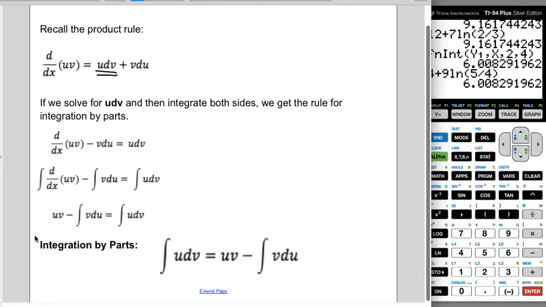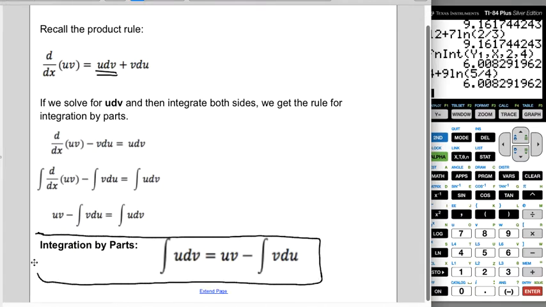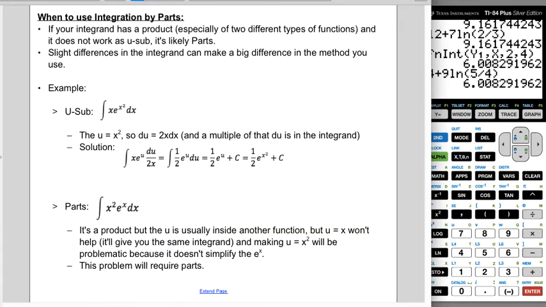So this is what you're going to want to memorize for integration by parts, but where this rule comes from is just undoing the product rule that you learned for differentiation. So when do we use integration by parts? If your integrand has a product, especially a product of two different types of functions, like e to the x times an x, or an x squared times a sine of x, and if that integrand does not work for u sub, it's likely parts.